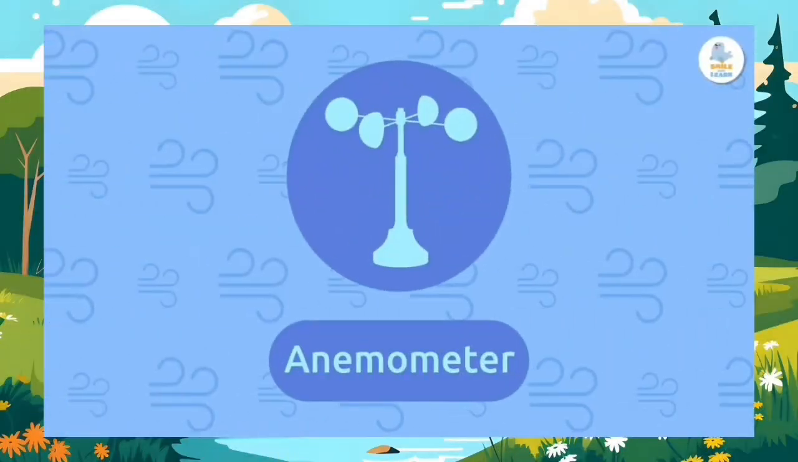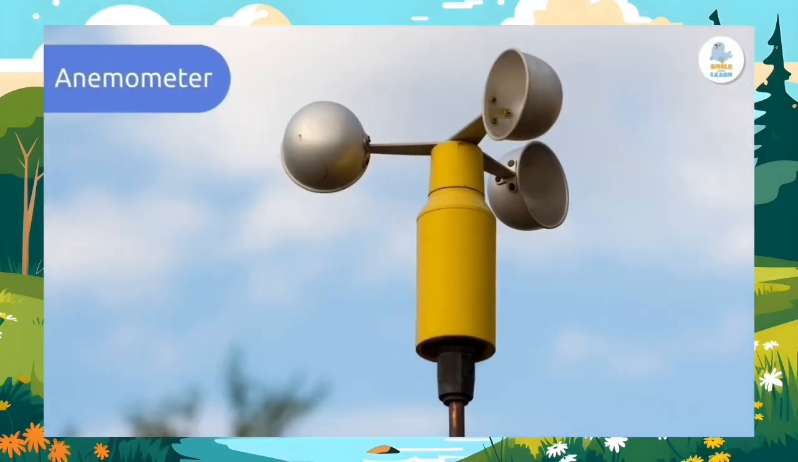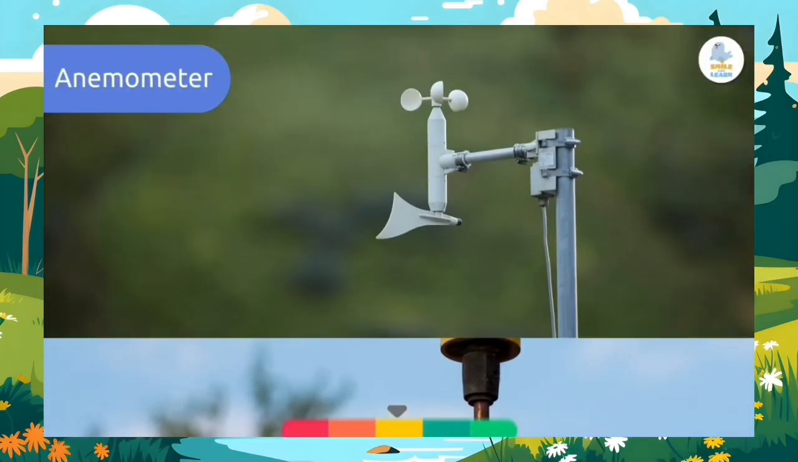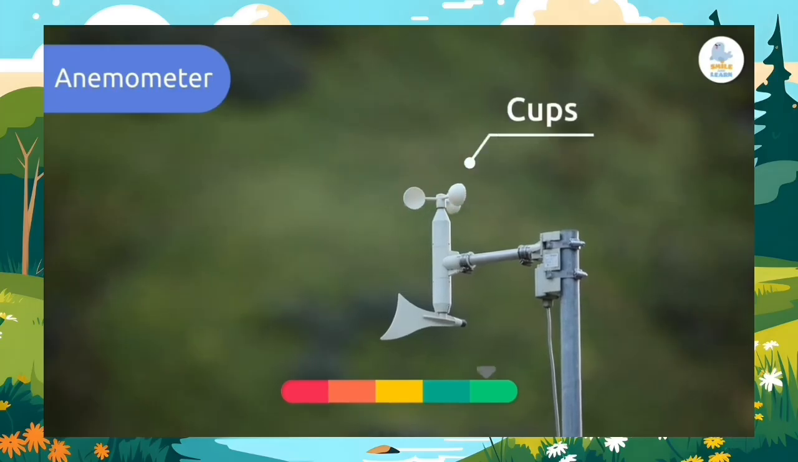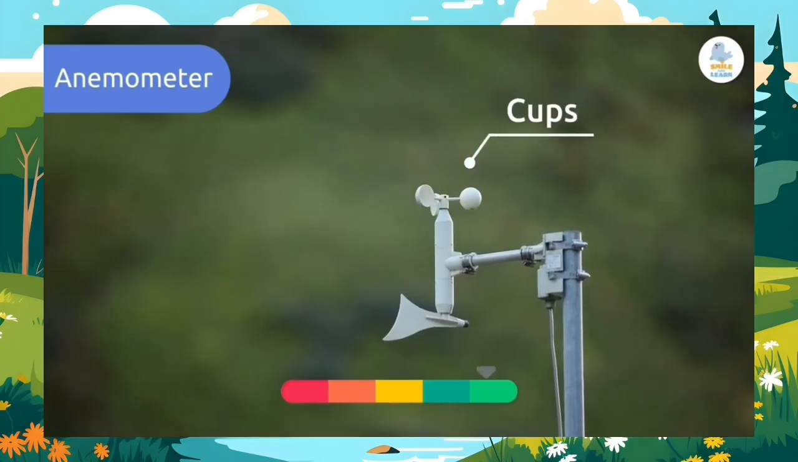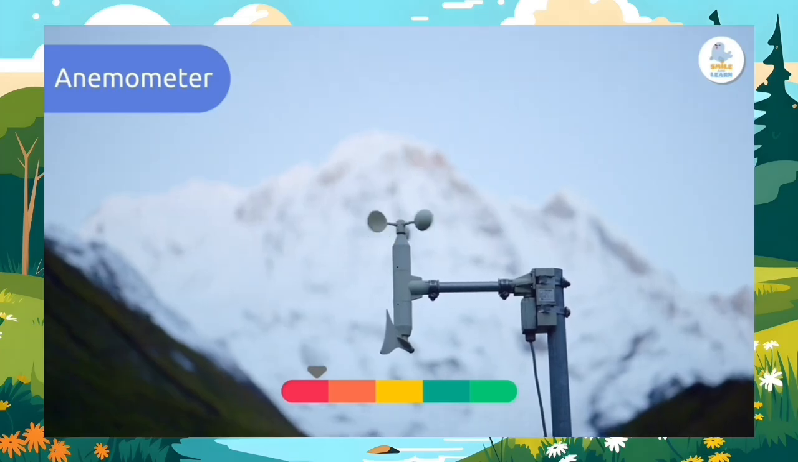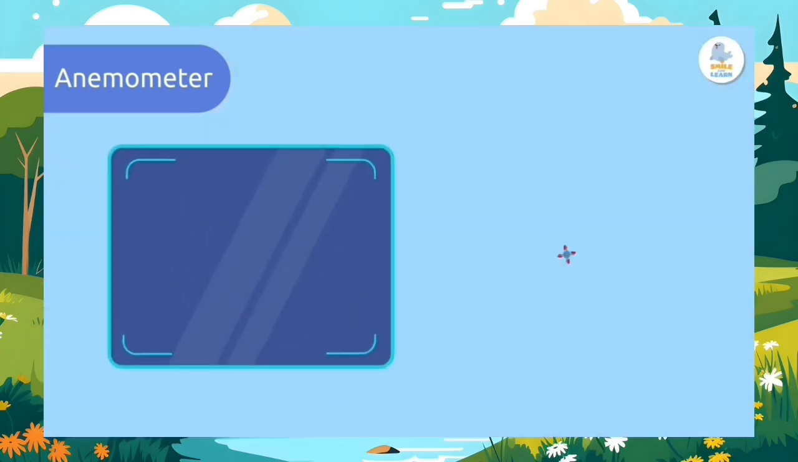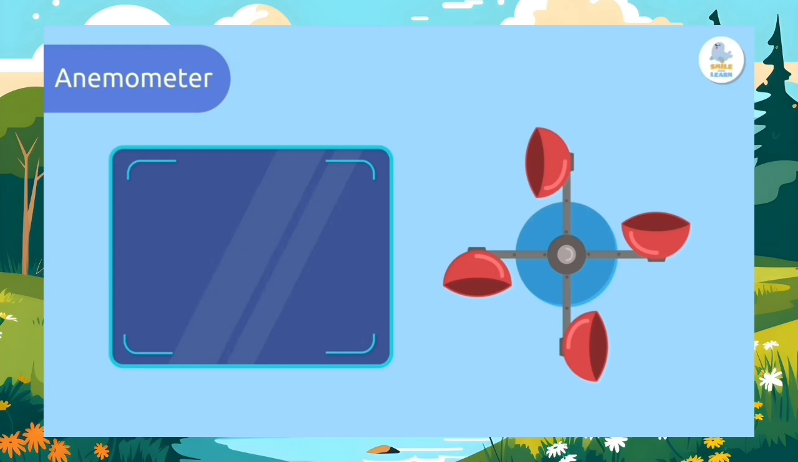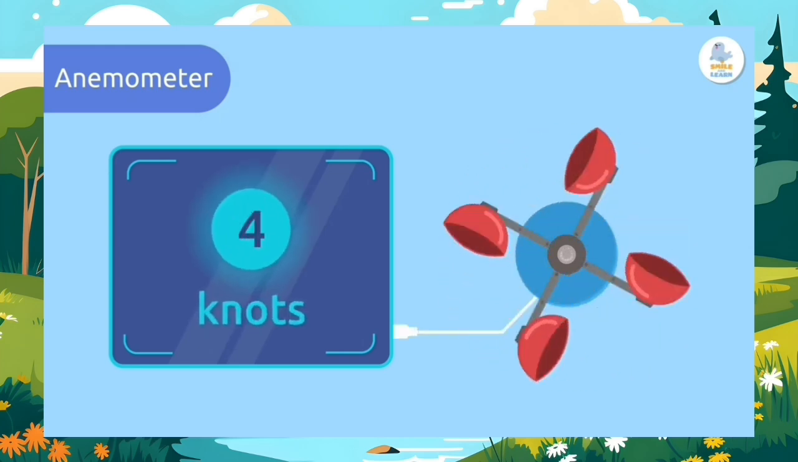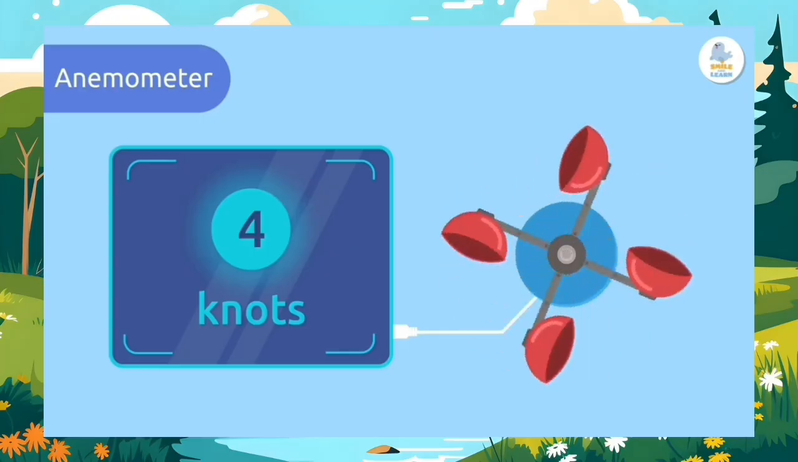Anemometer. The anemometer is a weather instrument that measures wind speed or strength over a period of time. The most common anemometers have little cups that turn when the wind blows. The faster they turn, the higher the wind speed. Wind speed can be measured in various units of measurement, for example, in miles per hour or knots, which is the measurement used in sailing.